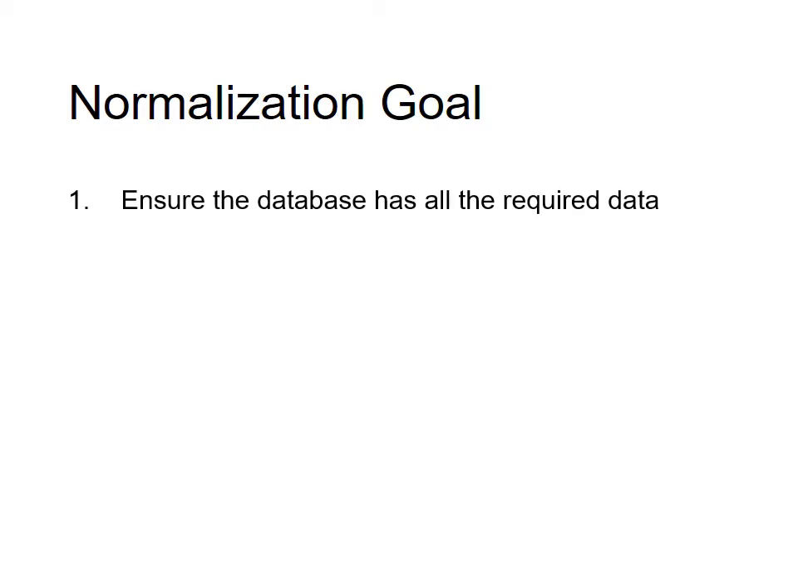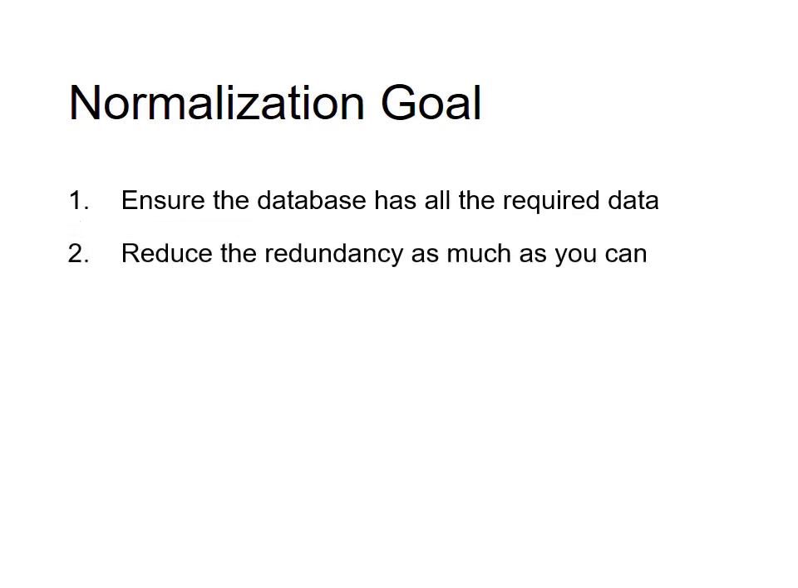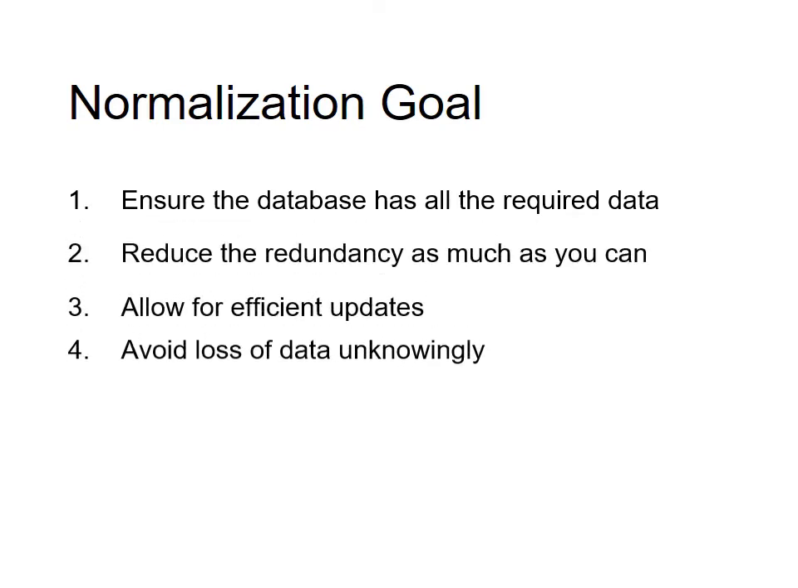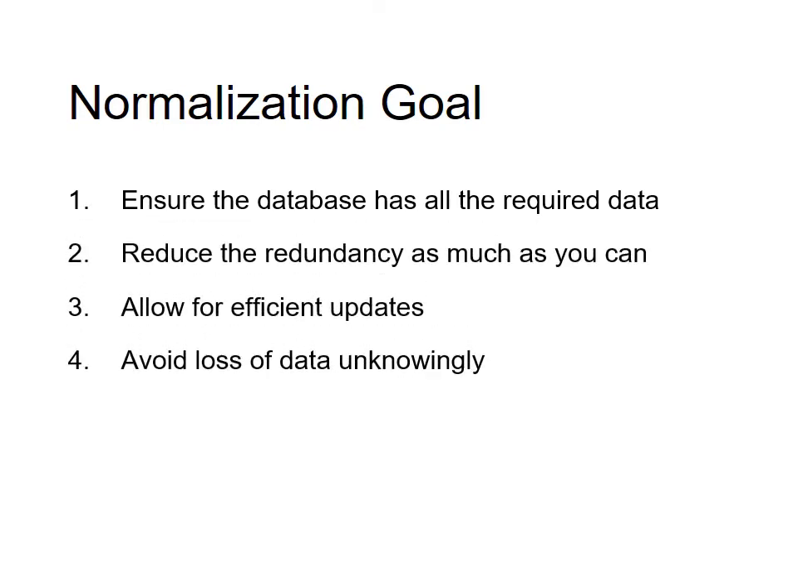So what we're going to do here is take a look at this unnormalized data, and we're going to normalize it. And that's a process. In order for us to get it into a form that we could then implement in a relational database design, we want to ensure the database has all the required data. That's a normalization goal, along with reducing redundancy and allowing for efficient updates, and most importantly, not losing any data.